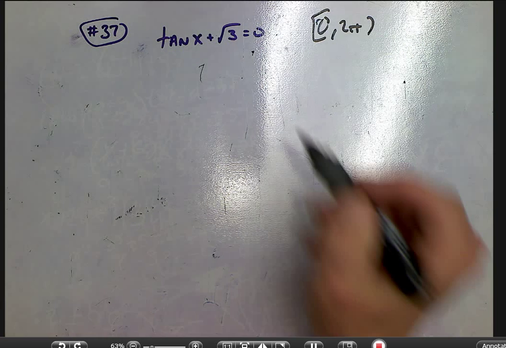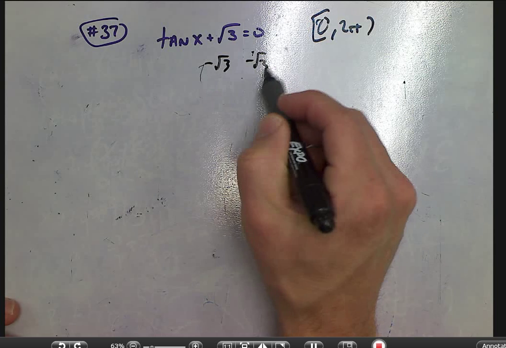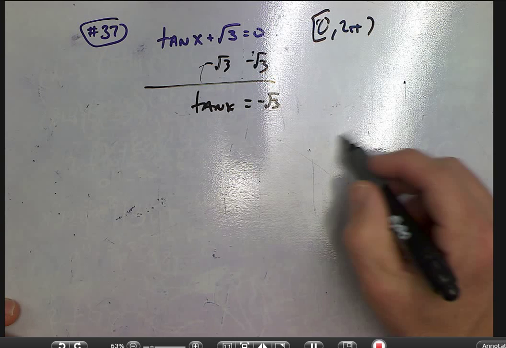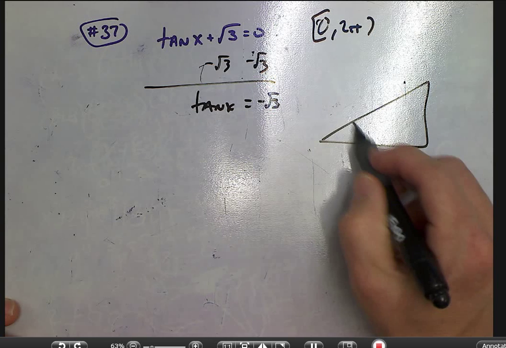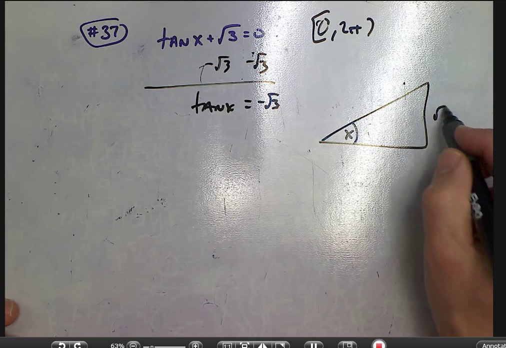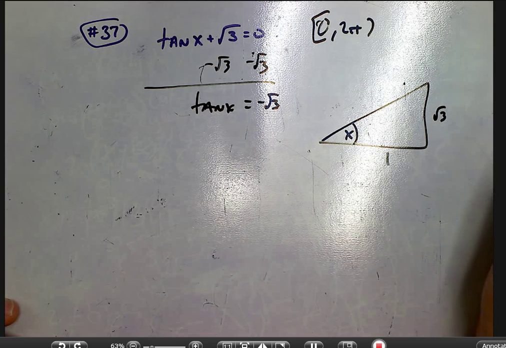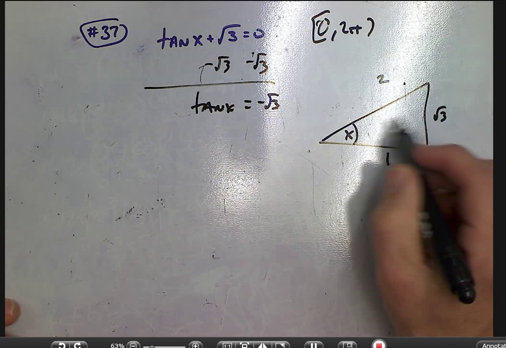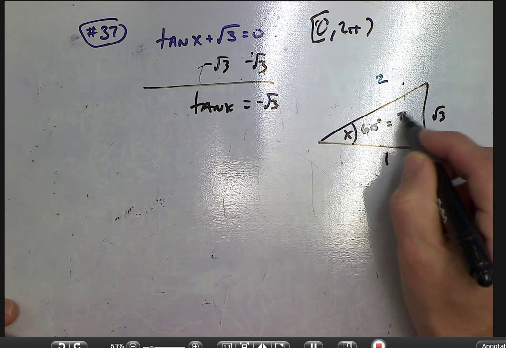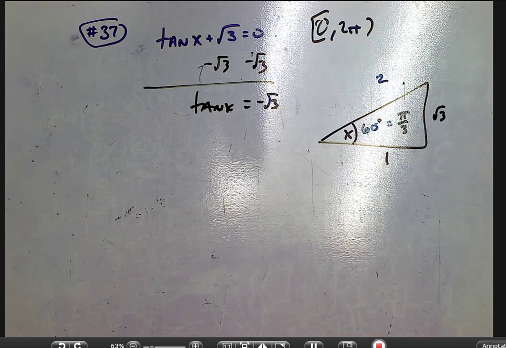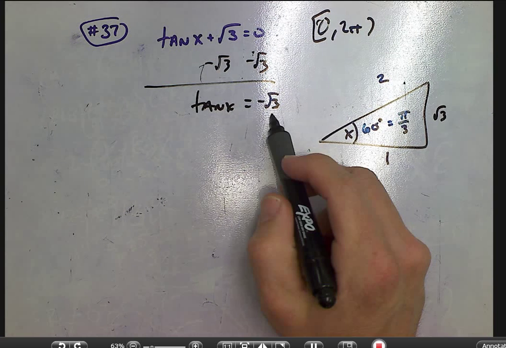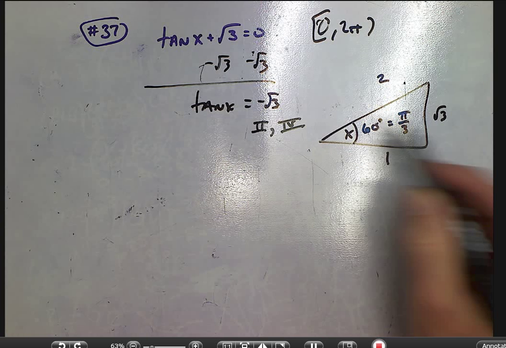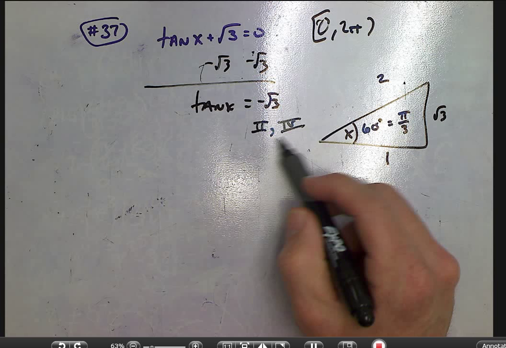So, first thing here, subtract square root of 3. Tangent of x equals negative square root of 3. Draw a triangle. There's x. Tangent means opposite over adjacent. Well, 1 and square root of 3 means the hypotenuse is 2. Opposite the square root of 3 is a 60-degree angle, which is pi over 3. Okay? Tangent is negative in quadrants 2 and 4. So I need pi over 3 in the second and fourth quadrant.